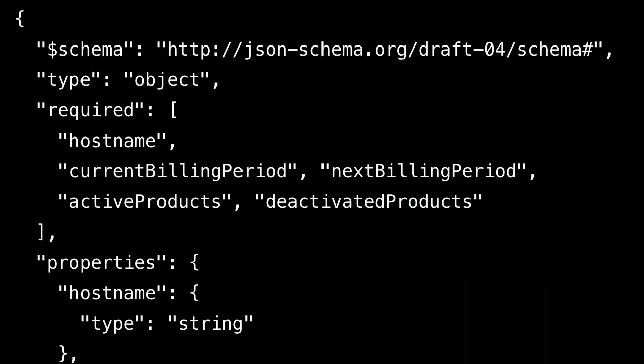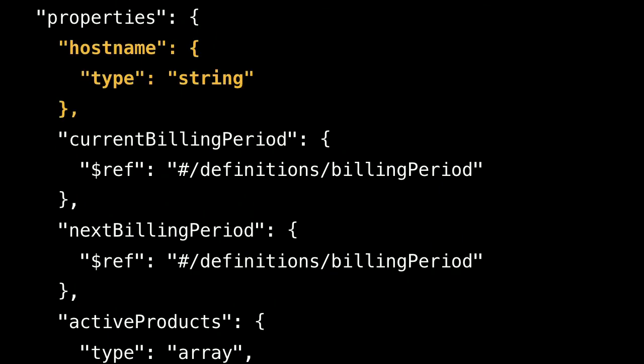So here we have our JSON schema, and it says that the JSON object should be an object. And it must have 5 fields. It must have host name, current and next billing period, active and deactivated products. If it has more than these 5 fields, that's okay as well, because it only requires these 5 fields. But if any one of these 5 fields is missing, then the schema check will fail. And on top of this, these 5 fields must satisfy the following properties. The host name must be a string.